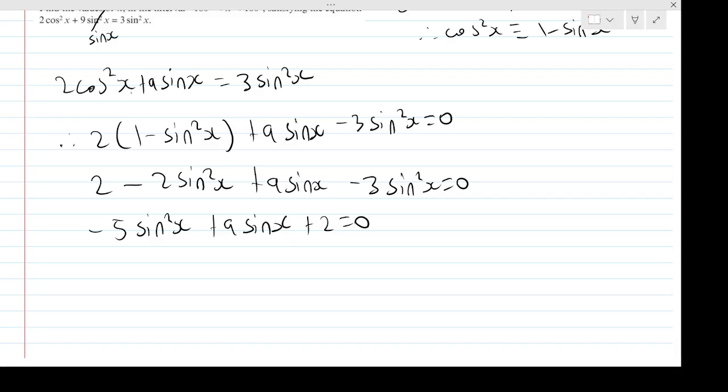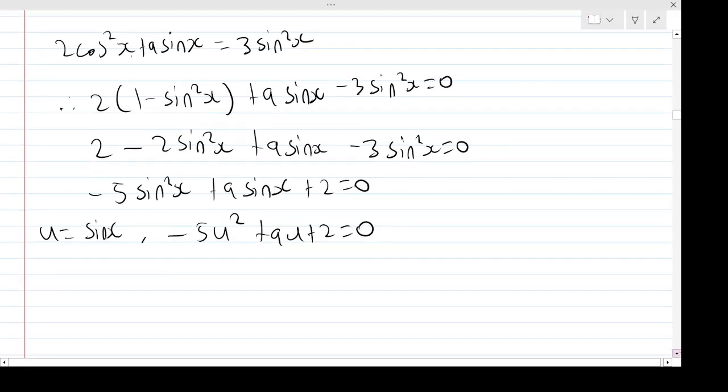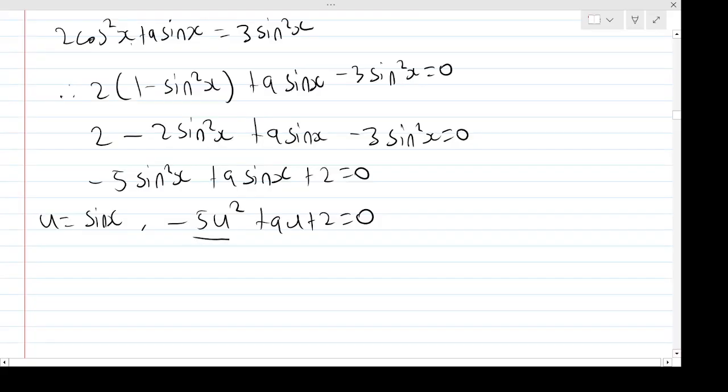So to make that clear, we can use a substitution, because then we can say that u is sine of x, right? So if we put that into our equation, sine squared becomes u squared. So that would be minus 5u squared plus 9u plus 2 equals 0. And now that is a quadratic, very explicitly. Okay, so we can solve that via the formula, let's say.